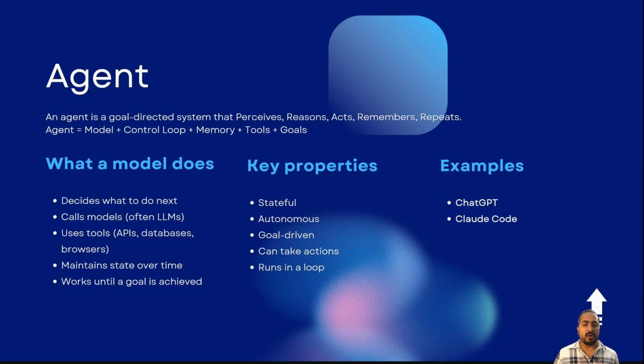ChatGPT, the product, model or agent? It's an agent. Why? Has memory like conversation history, has tools like web browse, code interpreter, has goals, help the user, makes multi-step decisions. What about Claude Code? Model or agent? Agent. Why? Runs in a loop, uses tools like file system, terminal, web, maintains context, works toward completing tasks, can take multiple actions without prompting.